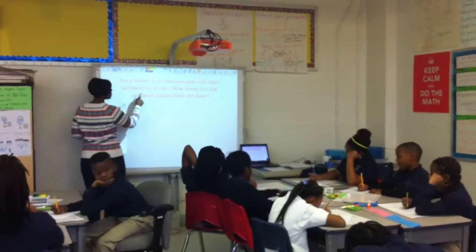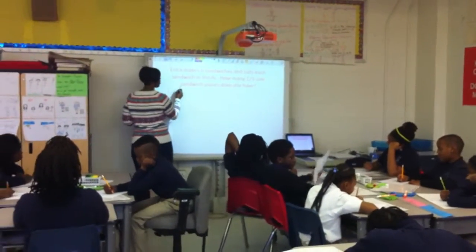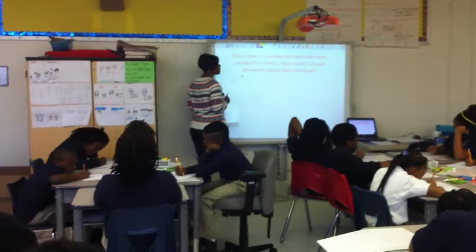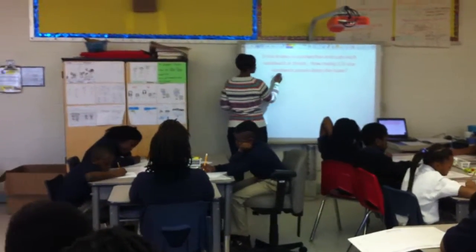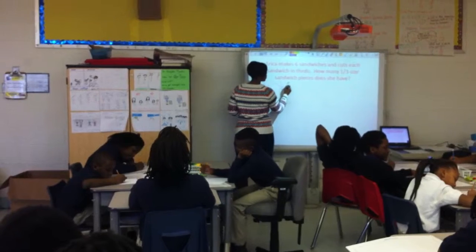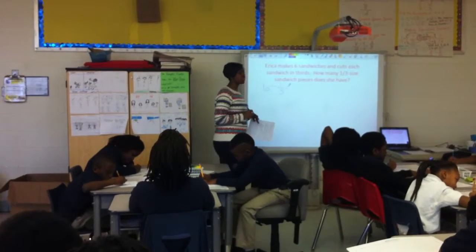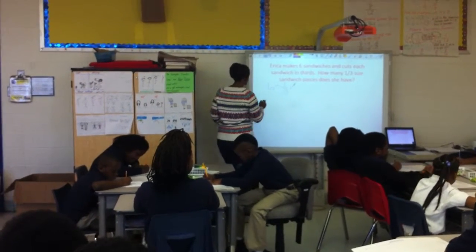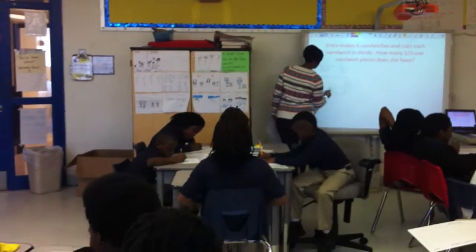6 sandwiches. She's cutting them into thirds. So I'm dividing those sandwiches into thirds. And I know that fraction is 1/3. So that's what my number sentence is going to look like. But I'm going to draw a picture to go with that. So I'm going to draw my 6 sandwiches.